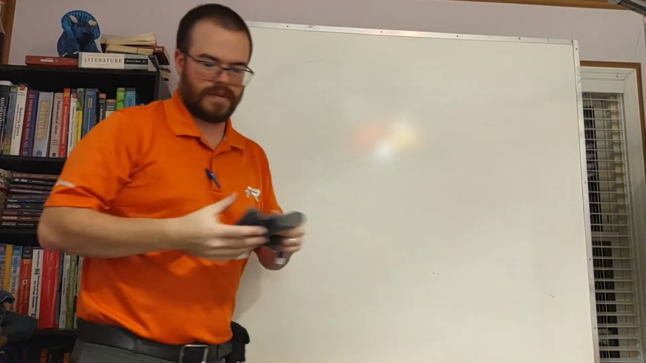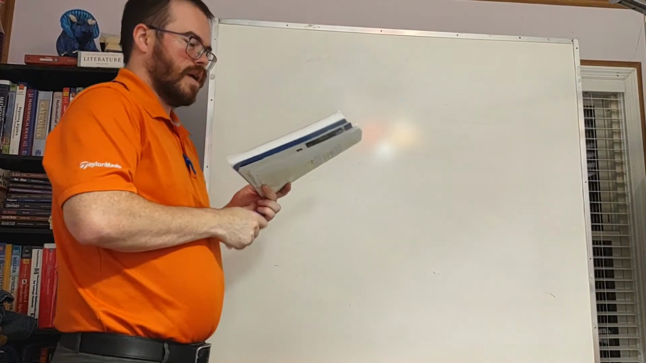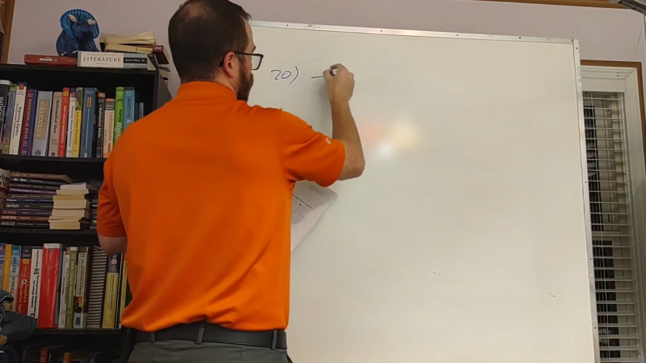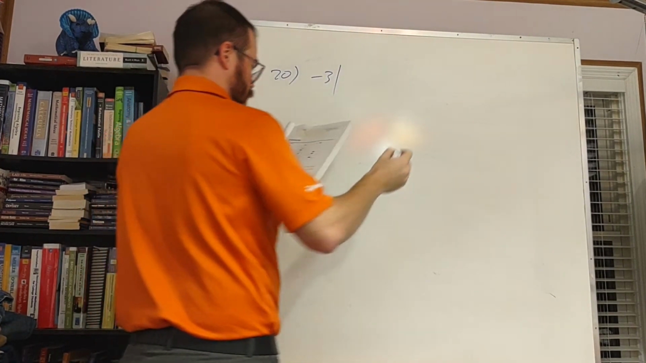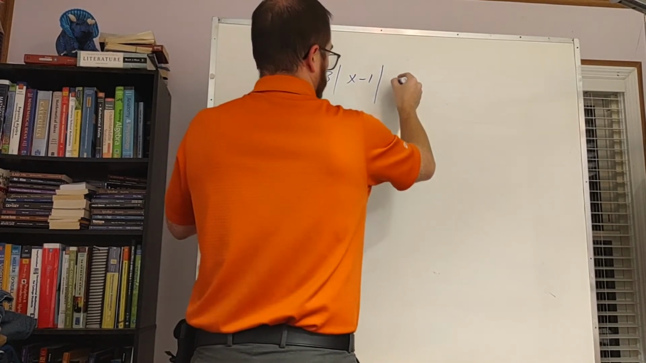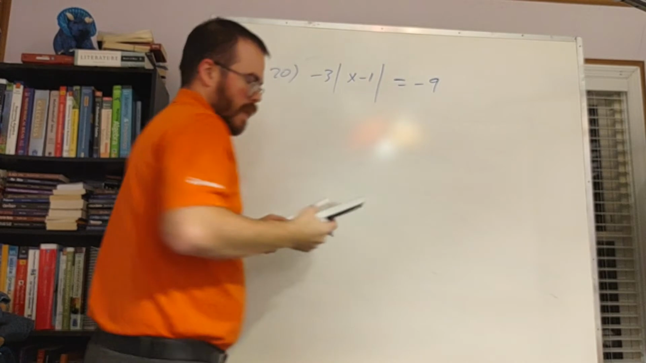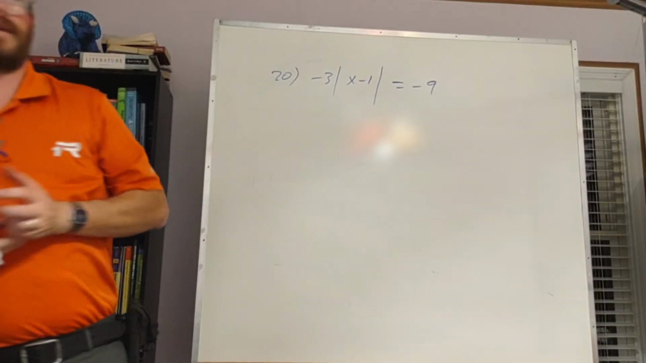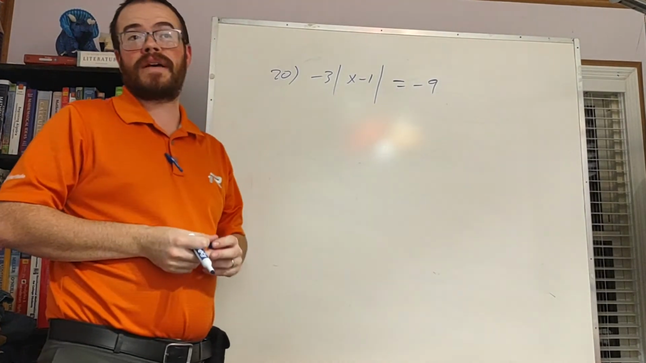We got that cleaned off. Over 20. Okay, we've got -3 absolute value, we've got x minus 1, close absolute value. We've got -9. Now, looking at this one, we could think to ourselves, oh, we got a -9 sitting over here, so maybe this one's no solution.